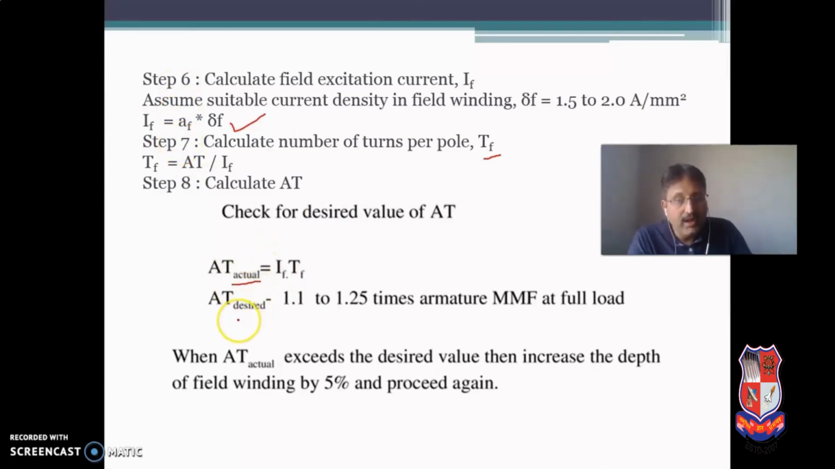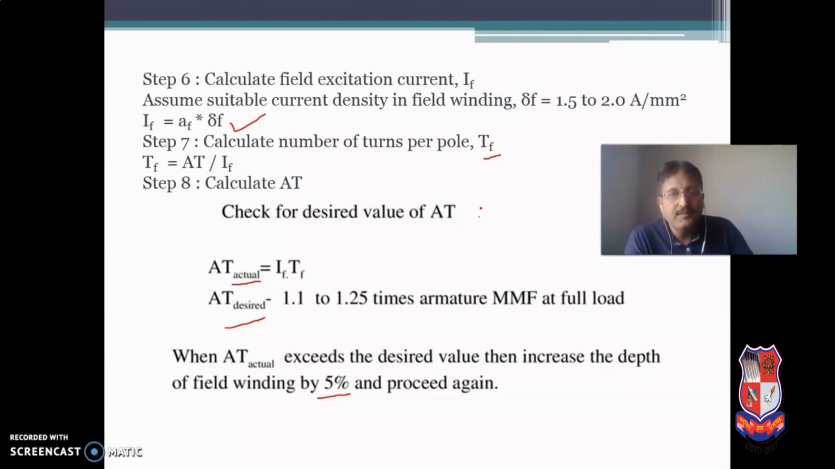Now what is the AT desired? It is 1.1 to 1.25 times the armature MMF at full load. So once you know the armature MMF at full load, you have to multiply it with the 1.1 to 1.25 factor and find out the AT desired. If your AT actual exceeds the AT desired, then you need to increase the depth of the field winding by 5% and process again.